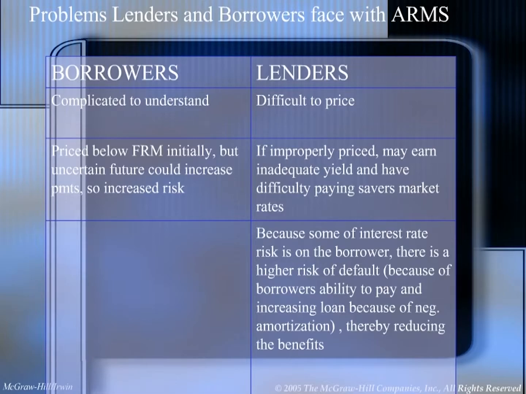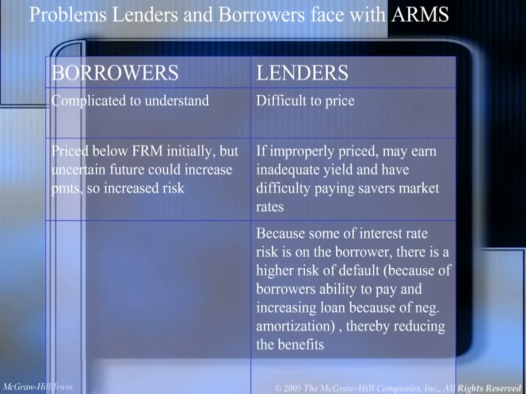so we don't really know where they could go, and it could increase your payment. As far as the lenders, what are the problems? Well, they're difficult to price because they're not really sure where interest rates are going, and also how much of the risk is really going to be shared. If they're improperly priced, you may earn an inadequate yield, and then they'd have difficulty paying off their depositors or their savers at the market rates.